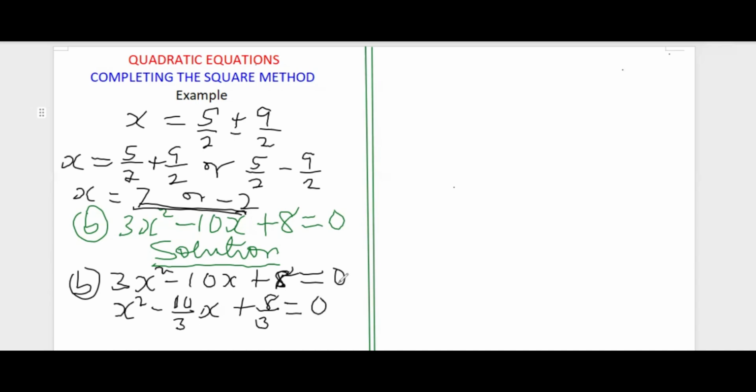But 0 over 3, if 0 is the numerator, the answer is 0. But if you have 3 over 0, mind you, this is undefined. It's mathematically meaningless.